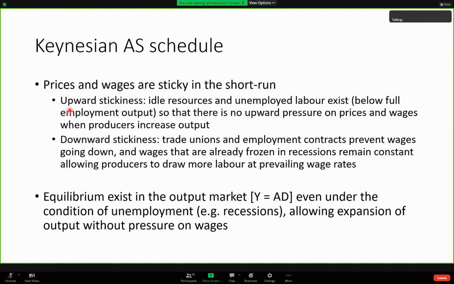So let's look at first the upward stickiness. There are idling resources and unemployed labor below full employment output level. If the output level of the country is below the full employment level, even at equilibrium, you remember equilibrium means this part, output market equilibrium. Even at that level, there is what? There are unemployed resources.